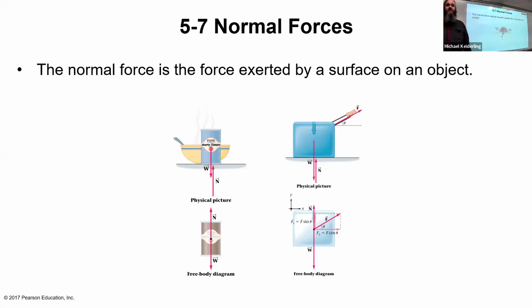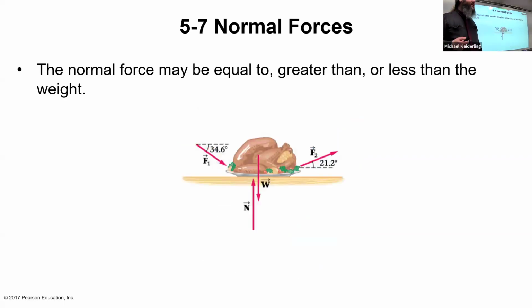So the normal force can be equal to, greater than, or less than the weight. So here with this book on the table, the normal force on it is equal to its weight. If I push down on the book, normal force will be greater than the weight. If I lift up on the book, normal force will be less than the weight.